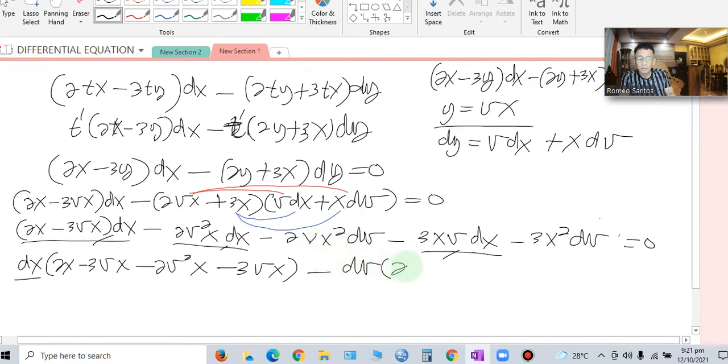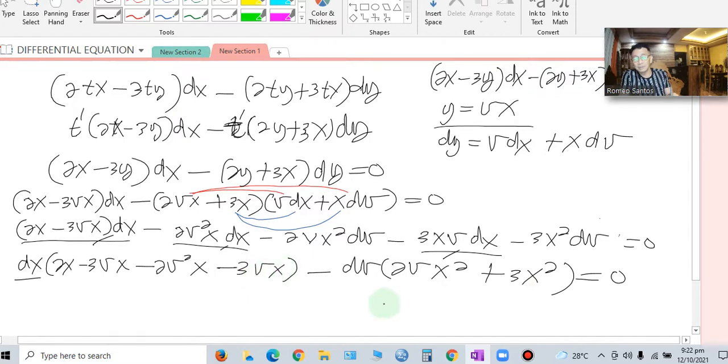Yung dv natin ito. So, we have, magiging positive na yan. So, 2v x squared. Ito din ay plus 3x squared, okay, equal to 0. Ayan. Napaka-haba, no? Kaya lang, simple lang naman siya, mahaba lang. Wala nang tayong ginawa, multiply lang.